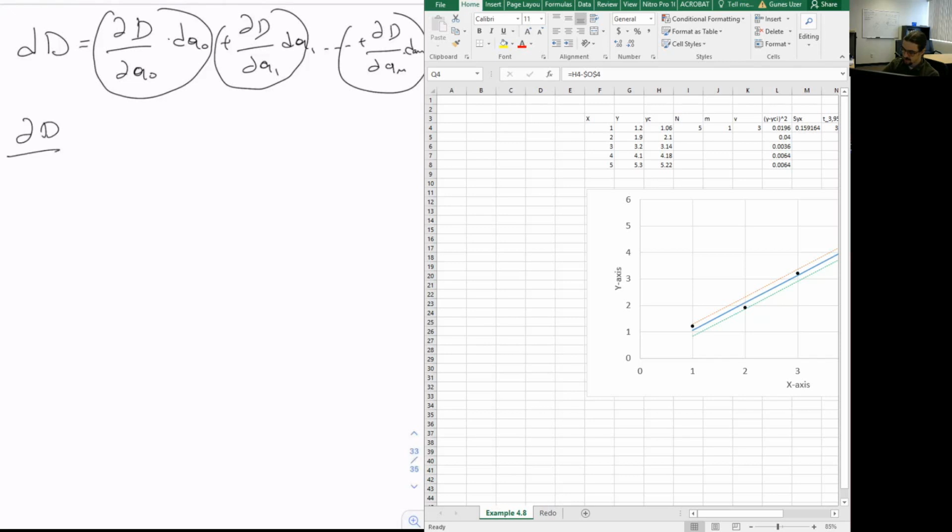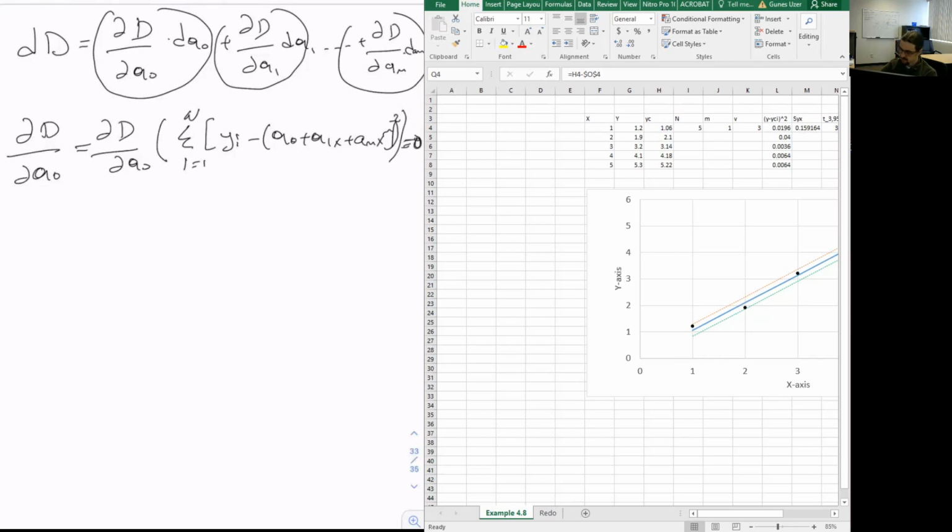Partial d partial a0 is going to be the sum from i equal 1 to n of yi minus (a0 plus a1x plus all the way to amx^m) squared, close it that way. That'll be equal to 0.